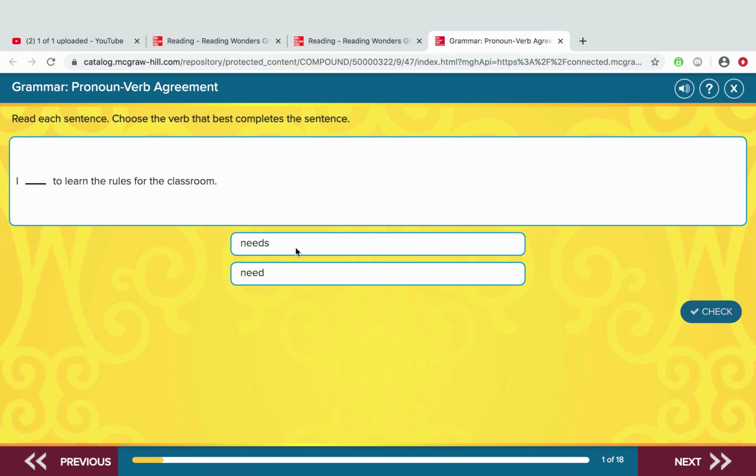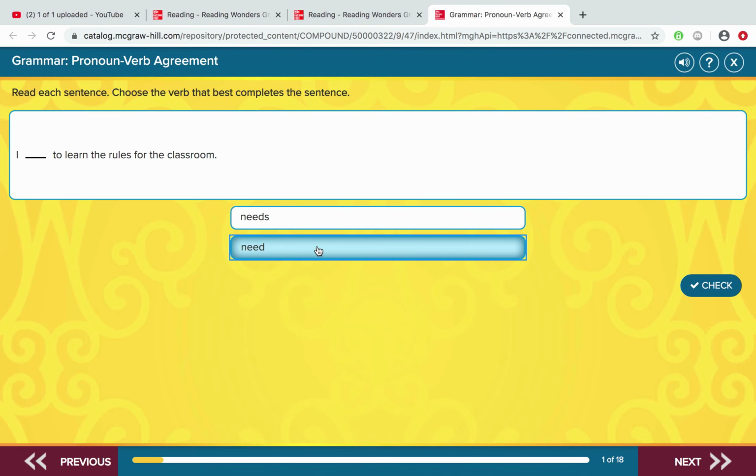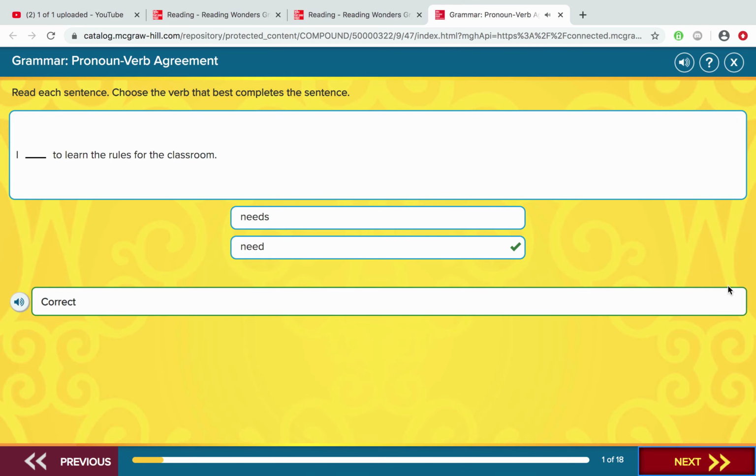All right, I hope you said I need to learn the rules for the classroom. Good job! If you did, you are correct. When using the pronoun I with the verb need, you do not need an S added to the verb. Okay, let's try another one together.